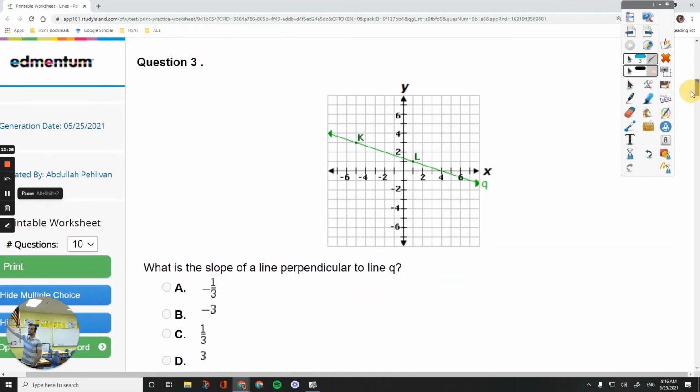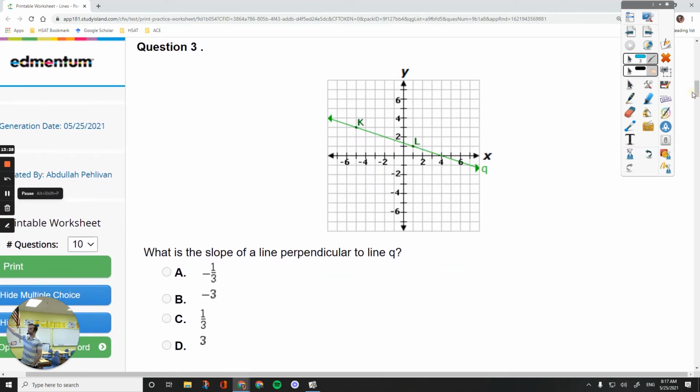Okay, right here. What is the slope of a line perpendicular to line Q? This one is easier, much less work. So you need the slope of a second line that is not visible over here. This is line Q. We need a line that is perpendicular to this green one. So first find the slope of this one here and then flip it since it says perpendicular and change the sign.